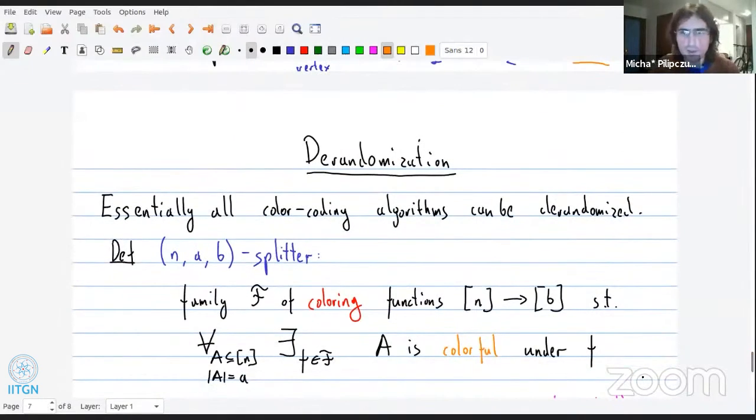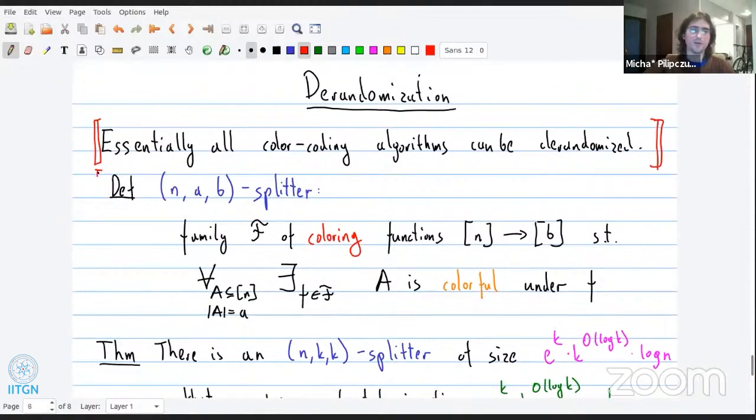So during the last 10 minutes, I would like to spend on just stating basic facts about the derandomization of color coding. And the important thing to remember is that essentially all algorithms using color coding, unless you're doing something really off, can be derandomized. And there are standard pseudo-random objects known that allow for the derandomization of color coding. So for the k-path algorithm, where we were looking for a colorful k-path, we will be using something called splitters.